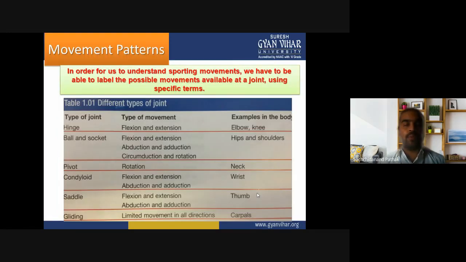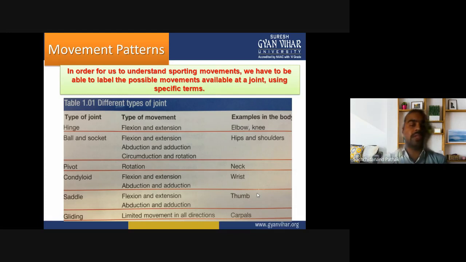These are the movement patterns which we have already discussed. That means different types of joints, like the hinge joint, ball and socket joint, pivot joint, condyloid joint, saddle joint, and gliding joint. Like the hinge joint having flexion and extension. If you're going to see the type of movement, which type of movement is present in which joint? Hinge joint, which only moves like this and this, forward and backward.